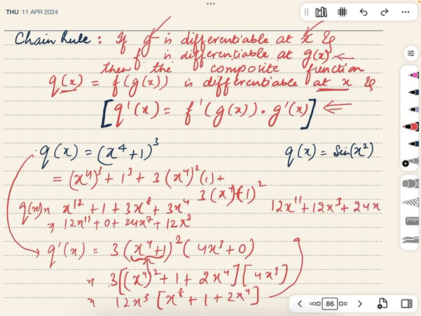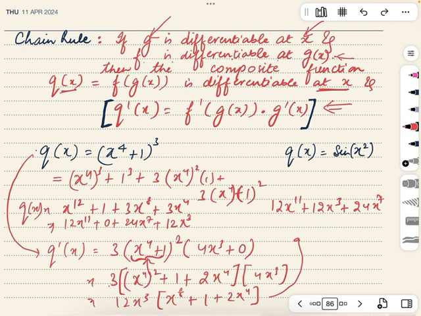So it will become 12x to the power of 11 plus 12x cube plus 24x to the power of 12. No, 7, sorry. 24x to the power of 7.